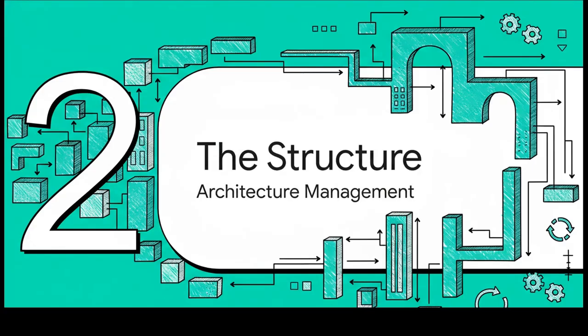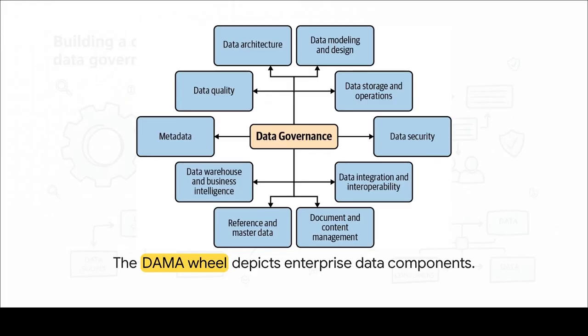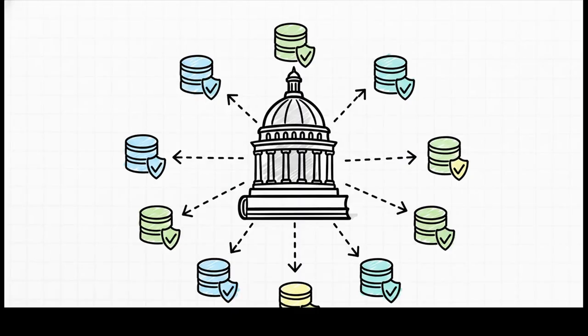Moving right along to step 2, the structure, which is all about data architecture management. When you look at the famous DAMA International Data Governance Wheel, you notice something pretty striking right away. Governance isn't just shoved off to the side as an afterthought, it sits right at the absolute center of the entire framework. It radiates outward, monitoring and supporting everything else, from data architecture and metadata all the way to quality, storage, and security. It's literally the central hub holding the whole wheel together. And because it sits right there at the center, we have to understand its true function.